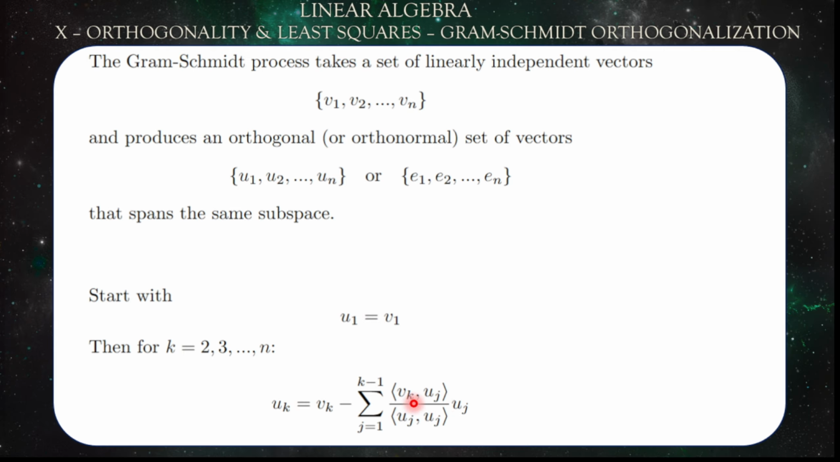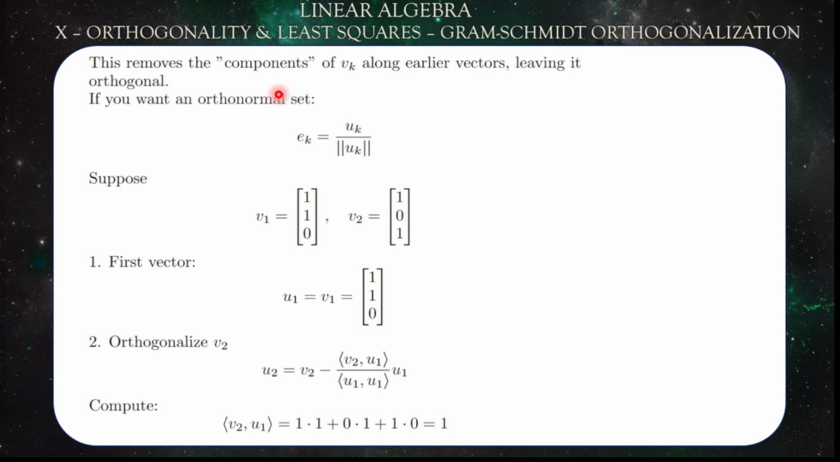Of vk dot uj divided by uj dot uj, the vectors multiplied by uj. I think this is a dot product here. I haven't checked it, but I assume it is a dot product. So this removes the components of vk along earlier vectors, leaving it orthogonal. If you want an orthonormal set, ek is equal to uk divided by the norm of uk, or the length of uk.